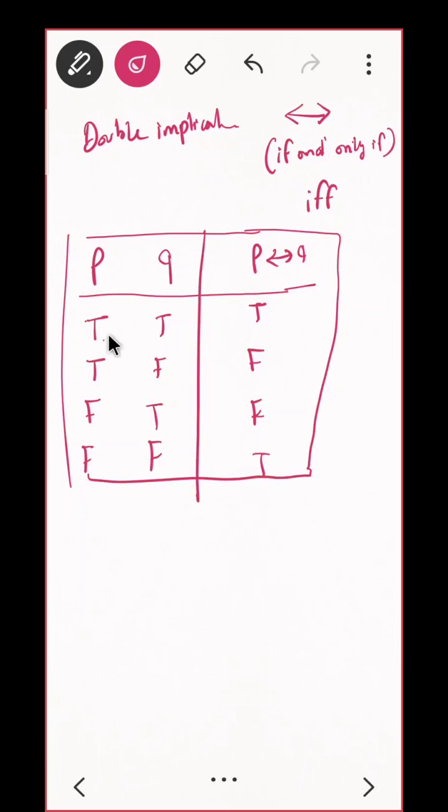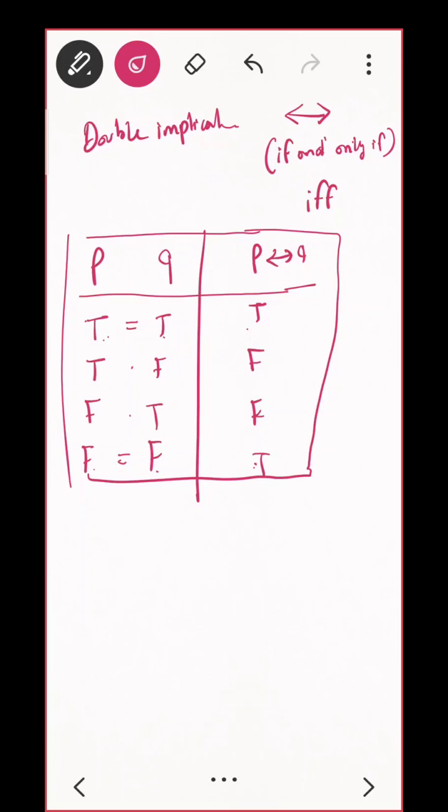When you are having the same values, that is both true or both false, that is T. This is also true, this is also true, then true. This is false, this is false, then also true. Otherwise, it is false. You can say, if both values are equal, then the answer is true. Otherwise, if it is not equal, then it is false. You can remember it like that if you want. Is that okay?